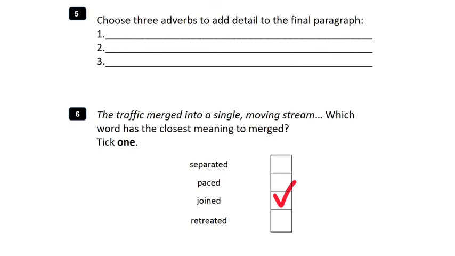Now, to me, if they're coming together into a single thing, a moving stream, that means that they're actually coming together. So they wouldn't be separating into a single. If you were separating out, you'd be going into multiple different places. Paced means how fast something is going. Joined, so we know that means to come together. We often talk about joined handwriting as being handwriting that's connected together. So joined is the word here that would work for merged. And last but not least, retreated wouldn't work because that means to move away from or to go back from something. So in that sentence there, joined is the correct answer.